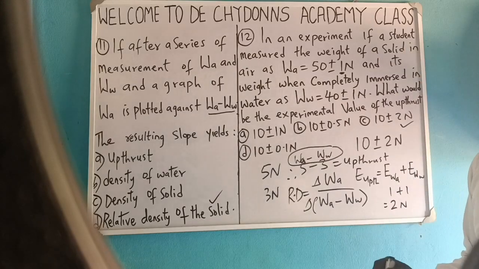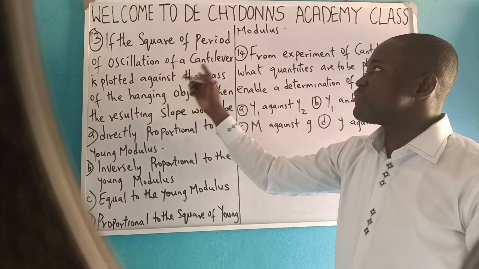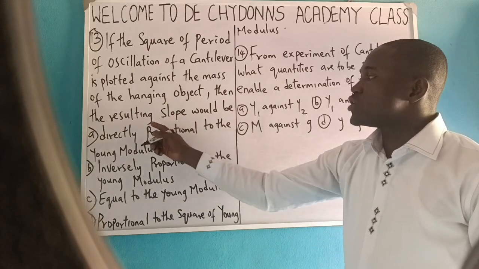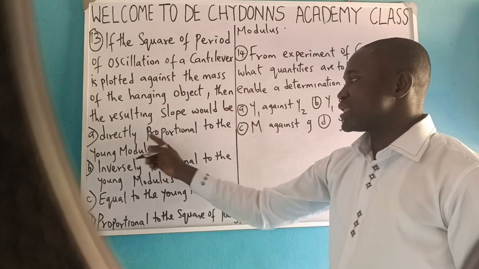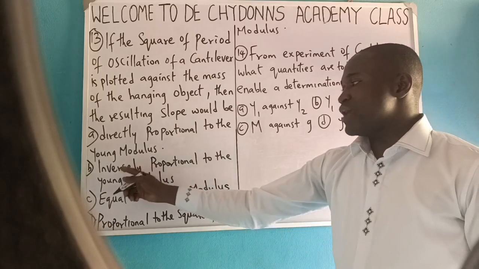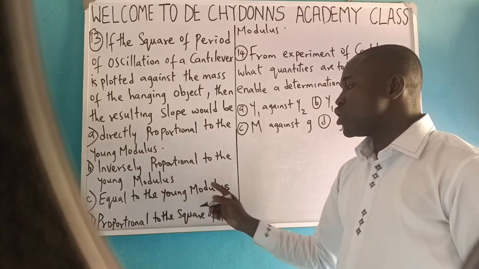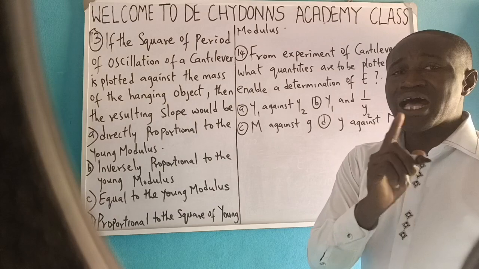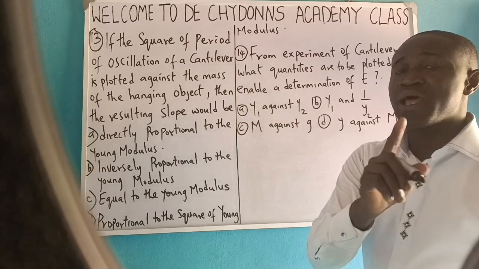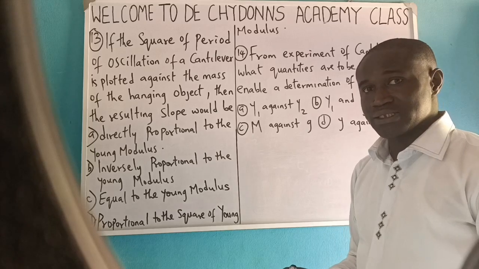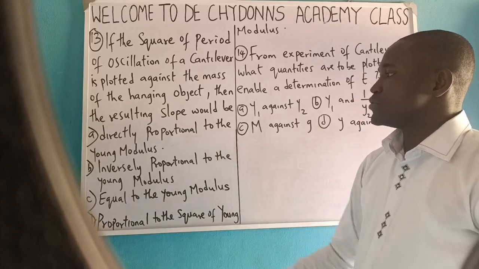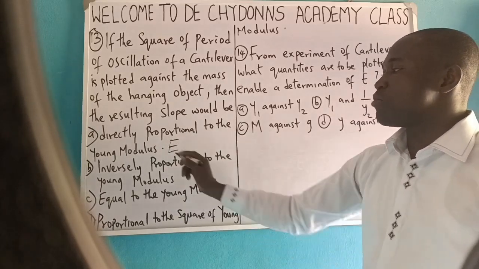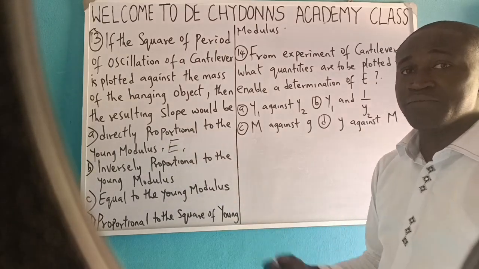We'll go to question 13. If the square of period of oscillation of a cantilever is plotted against the mass of the hanging object, then the resulting slope will be what? A. Directly proportional to the Young modulus, inversely proportional to the Young modulus, equal to the Young modulus, and proportional to the square of Young modulus. First of all, ask yourself, what experiment are we talking about? Experiment on cantilever. Young modulus has a symbol, capital E. This is the symbol of Young modulus, anytime you see it in physics.